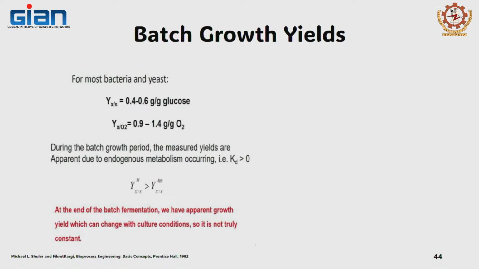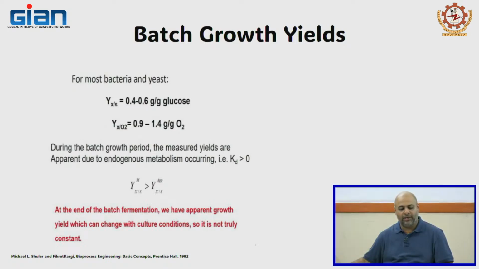Batch growth kinetics for most bacteria and yeast: the yield Yx/S for glucose ranges between 0.4 and 0.6. This is in your Schuler and Kargi textbook, which is like the Bible for bioprocessing. Similarly, Yx/O2 would be 0.9 to 1.4 grams per gram of O2. So, how much cell is produced by how much oxygen is being consumed.